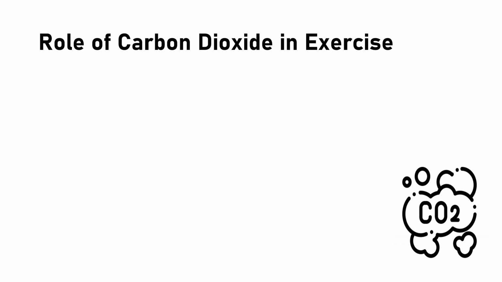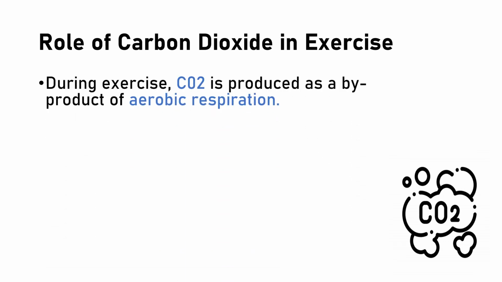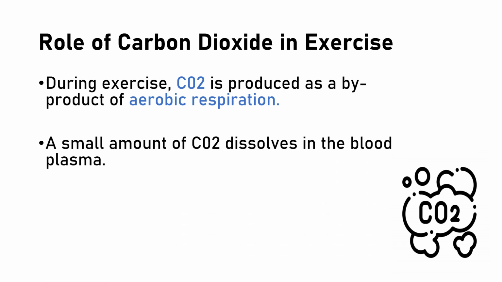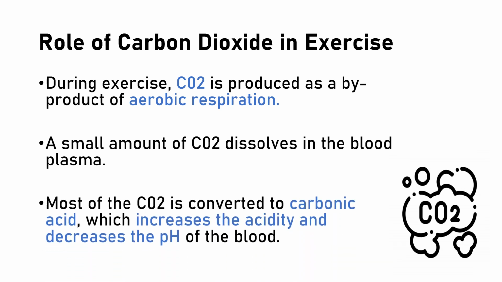Role of carbon dioxide during exercise. So during exercise, when our muscles contract, we produce carbon dioxide as a byproduct of aerobic respiration. The energy systems is something that we're going to look at over the next few months. So just be aware at the minute that when our muscles contract aerobically and we use aerobic energy, carbon dioxide is a byproduct. A tiny amount of that carbon dioxide dissolves into the blood plasma, but most of that carbon dioxide that we produce when we're exercising is converted to something called carbonic acid, and this makes the blood more acidic and decreases its pH.